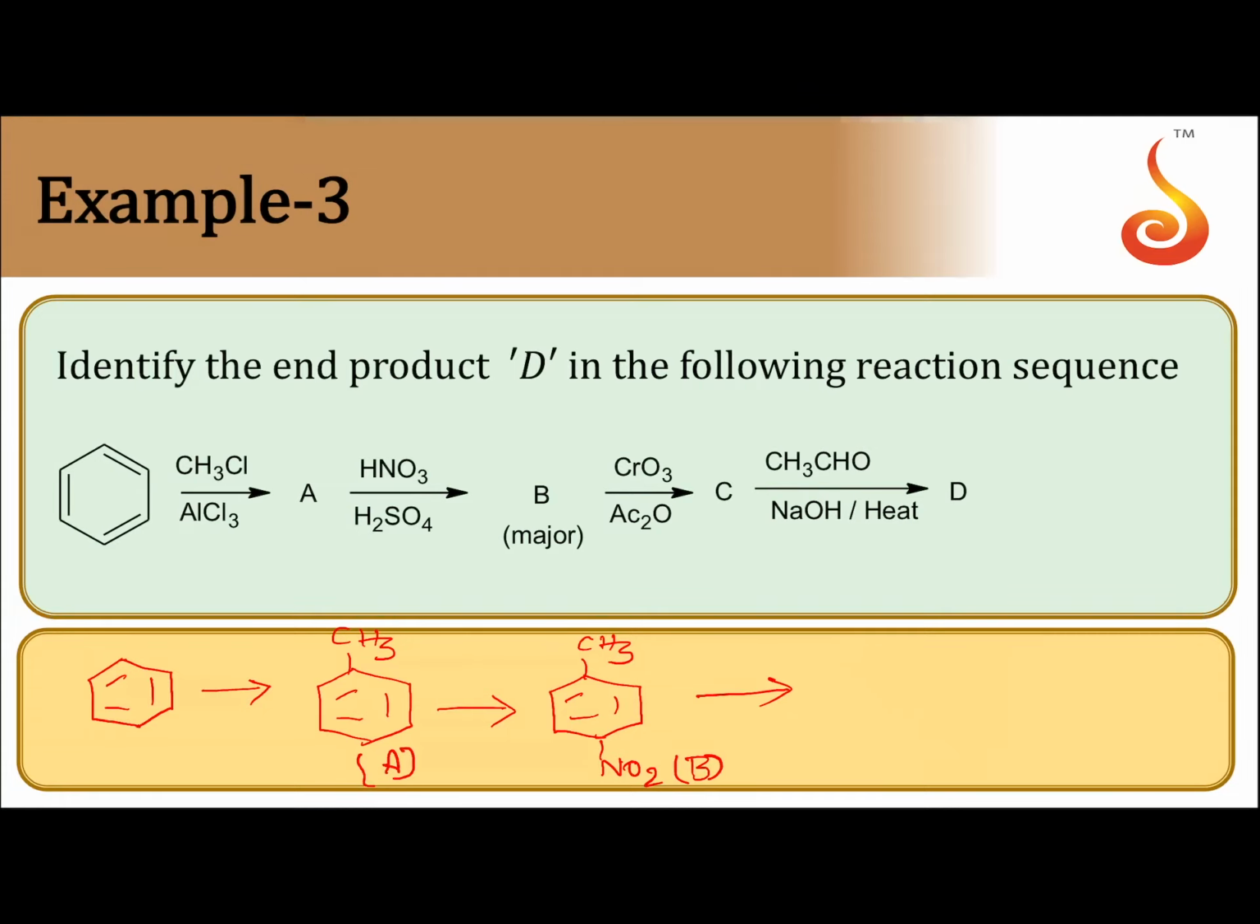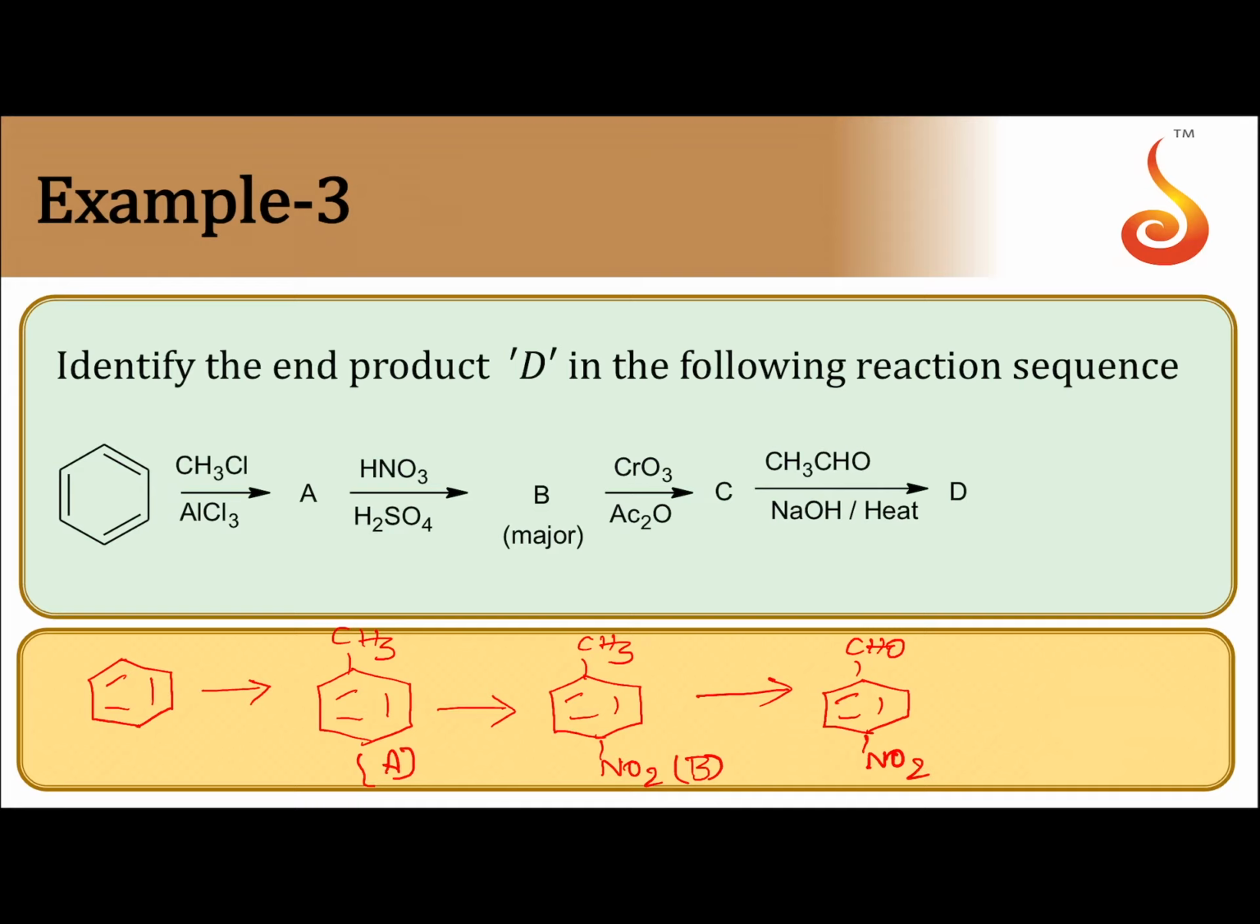Now, this compound is treated with CrO3 and As2O3. Means what happens here? Oxidation takes place and the CH3 group will get oxidized to an aldehyde group. So what will I get here? CHO with the nitro group in the para position.